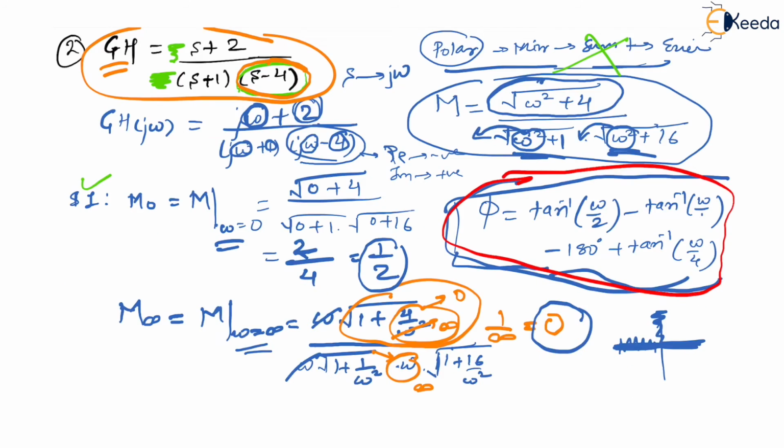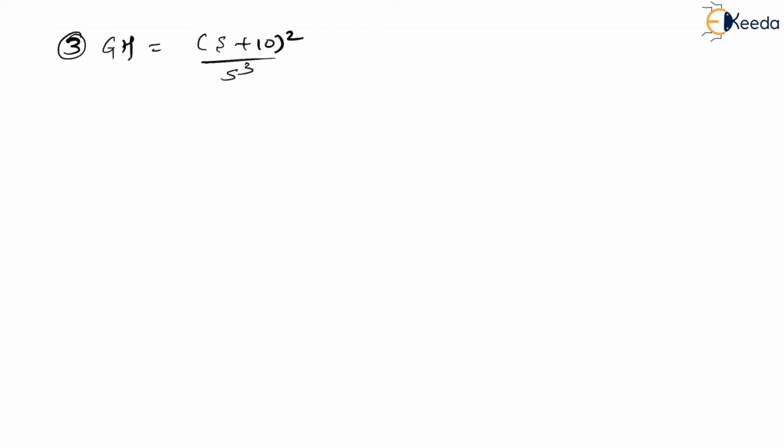Now, third example. Yes. So step number 1 is what? To draw the polar plot. Step 2 is what? To draw the mirror image. Step 3 is what? To draw the semicircles. And then you have to check for encirclement. This is the way we go, right?